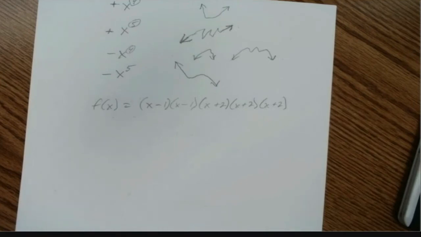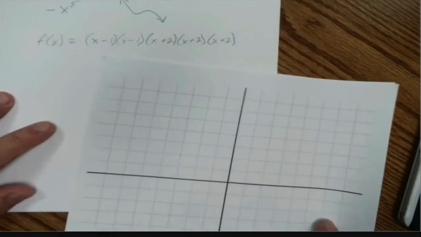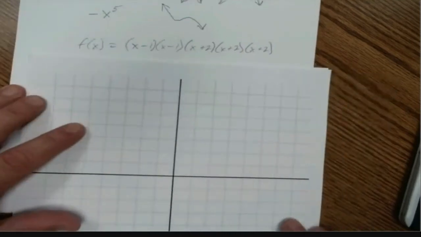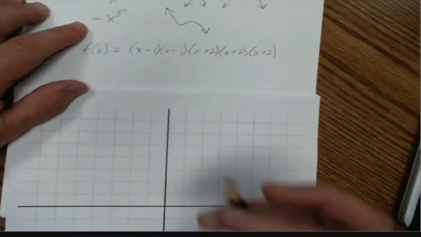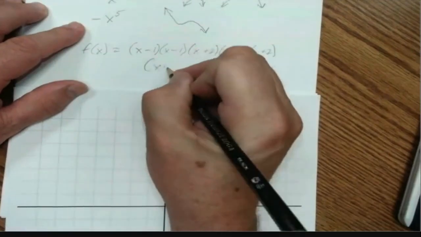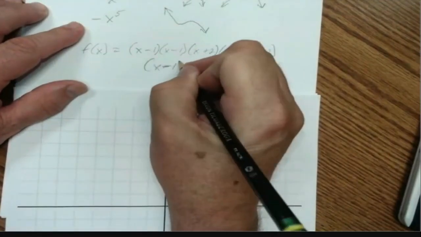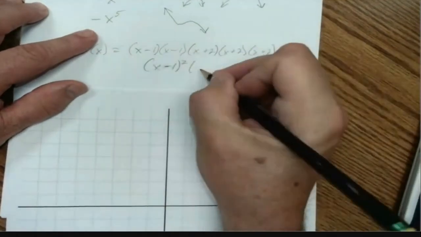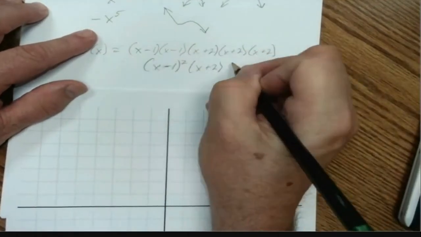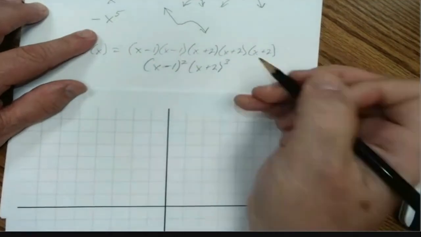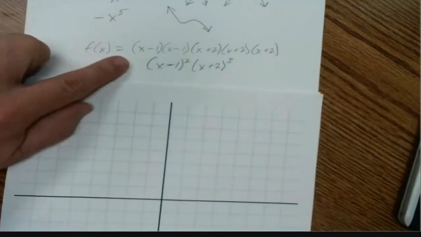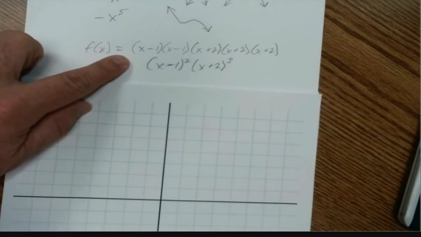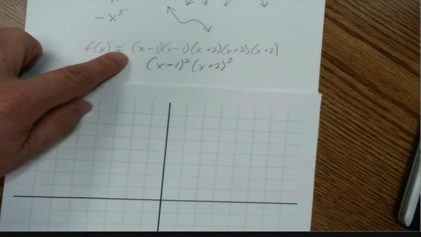I'm going to pull up a graph paper here. Here's what I know when I graph that. We know this is the same as x minus 1 squared, and x plus 2 to the 3rd power. And the leading coefficient would be positive because we don't have a negative coefficient anywhere. All we have is x's.